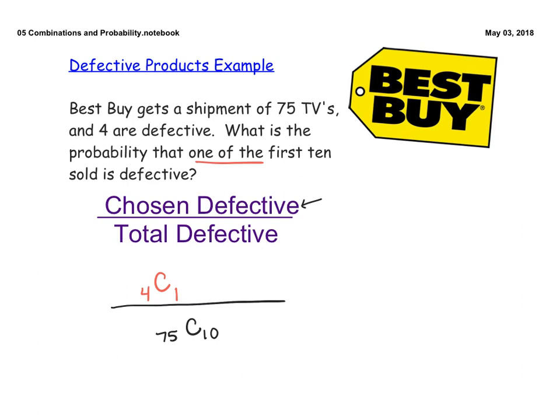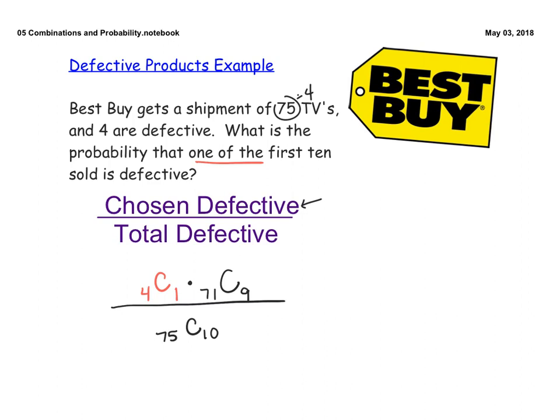Sounds weird to say that we actually want a defective TV, but what that means then is if there's 4 defective TVs, it means that 71 TVs are not defective. I'm taking the total minus the 4 that are defective. So I have 71 TVs that are not defective. If I want 1 to be defective, then I want 9 of the 10 to not be defective.